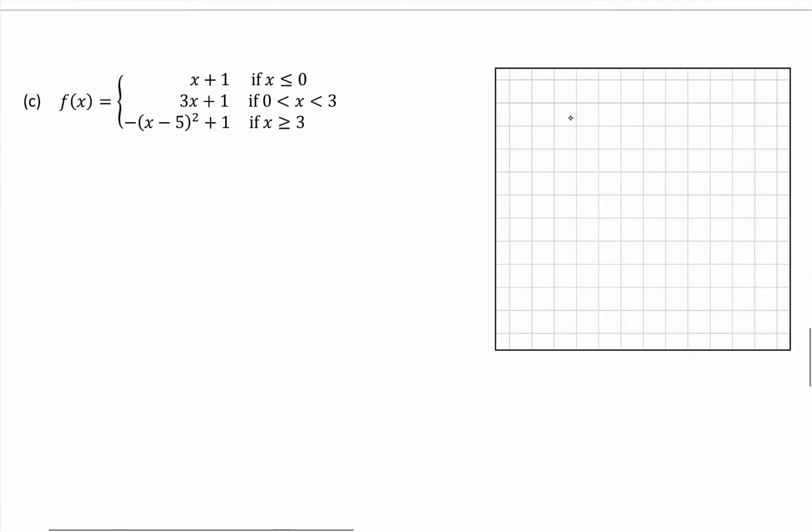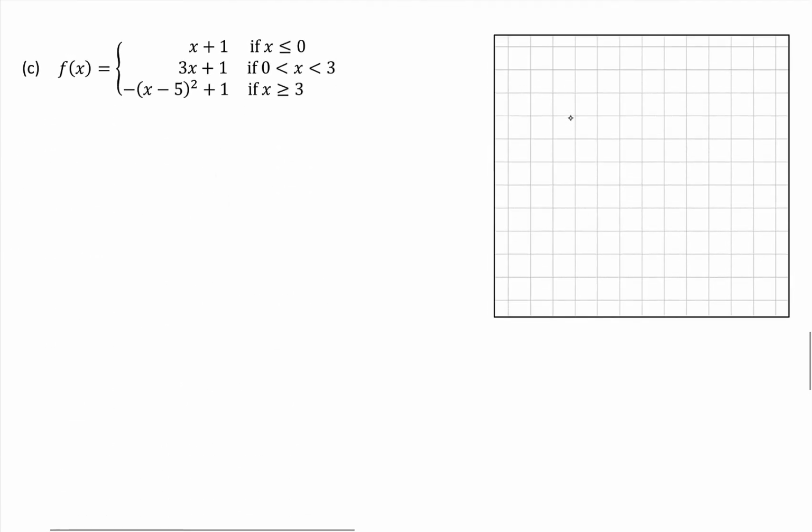Alright, so the next one is a piecewise function. For this one, we're going to test 2 points, the points where it changes from one function to another. So here we're going to test x equals 0, see what happens, and we're going to test x equals 3. For this one, I'm going to graph and prove that it's continuous or discontinuous.